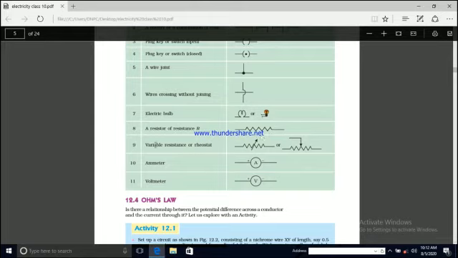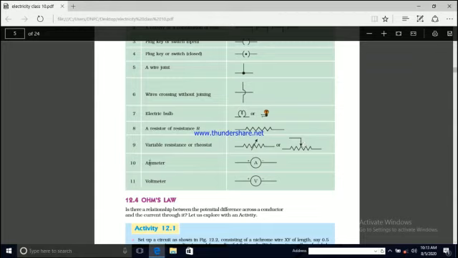Then the next one is variable resistance or rheostat. Variable resistance means a resistor whose value we can change. It doesn't have a constant value. That is known as variable resistance. Another instrument used for varying the resistance of a circuit without changing the cell or battery is known as a rheostat. So this is the symbol for a rheostat. We will see that particular instrument.